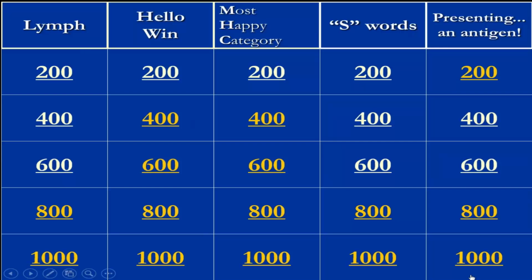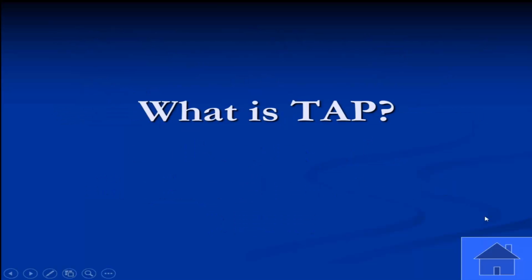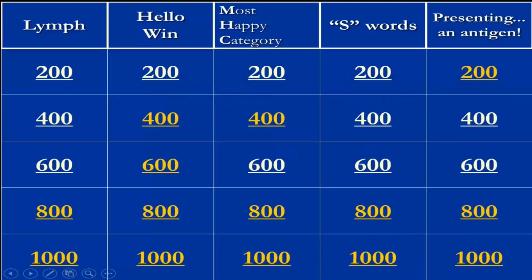MHC for 600. This protein transports peptides across the endoplasmic reticulum, so they may be displayed on class 1 MHC. What is TAP? What does that stand for again? Transporter associated with antigen processing. Okay, makes sense.